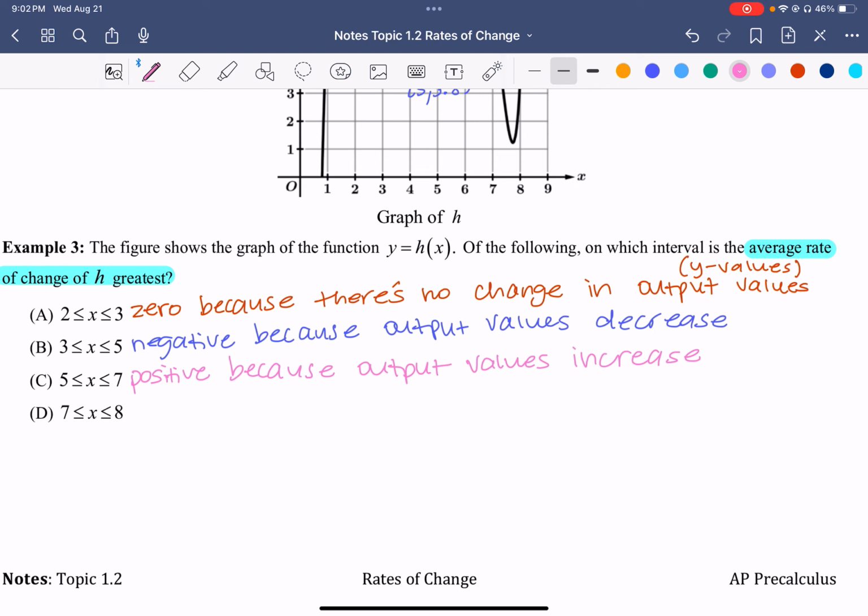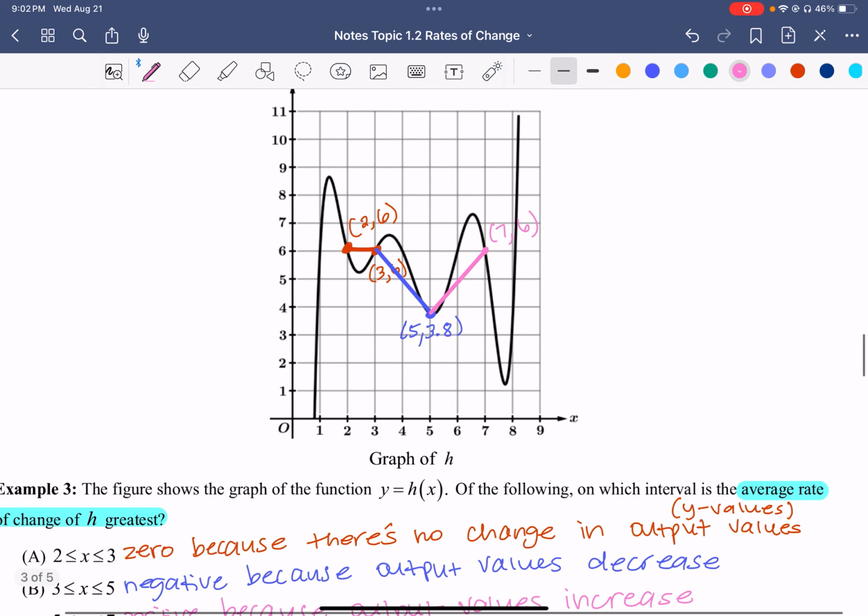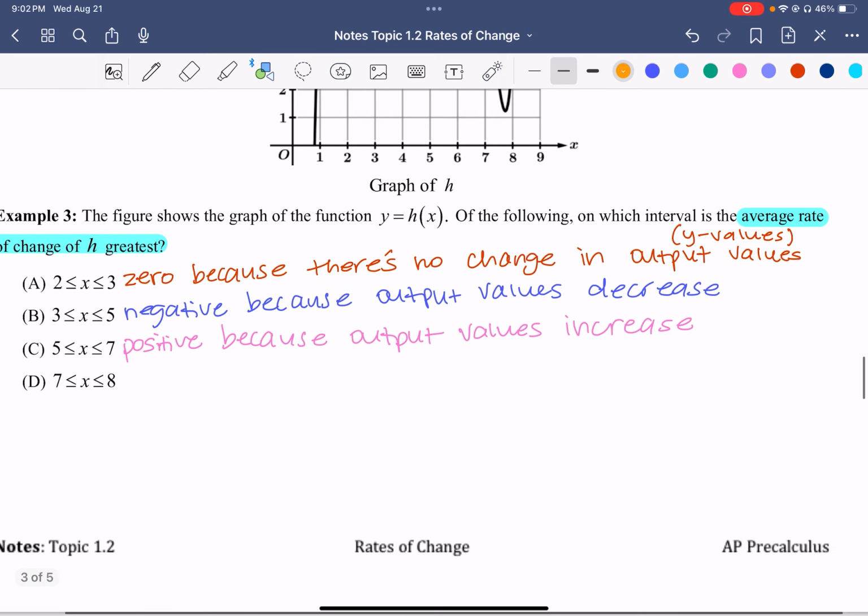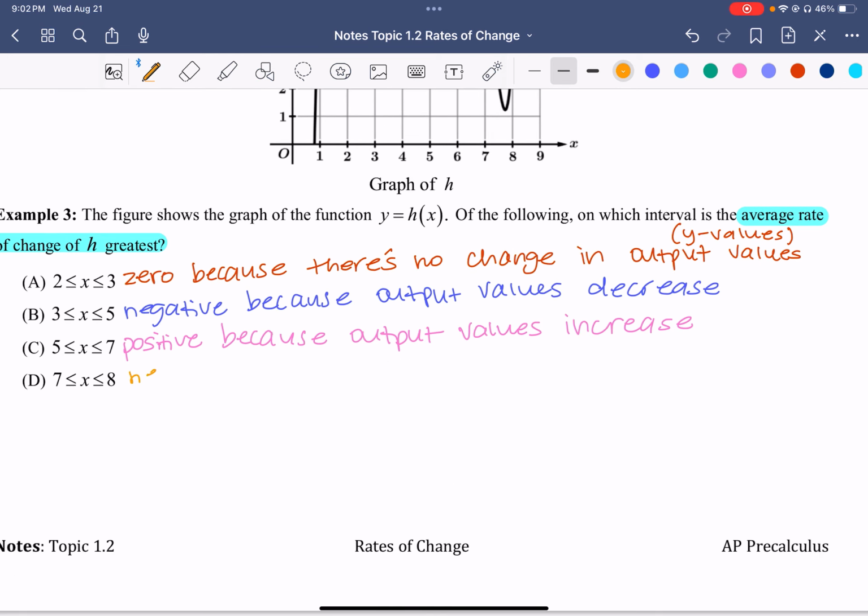Okay, and then finally we have 7 to 8. So at x equals 8, I'm going to say 8 comma 4. So to get from 7 to 8, I have to go down, which again means that the rate of change is negative. So from 7 to 8, the rate of change is negative because the output values decrease.